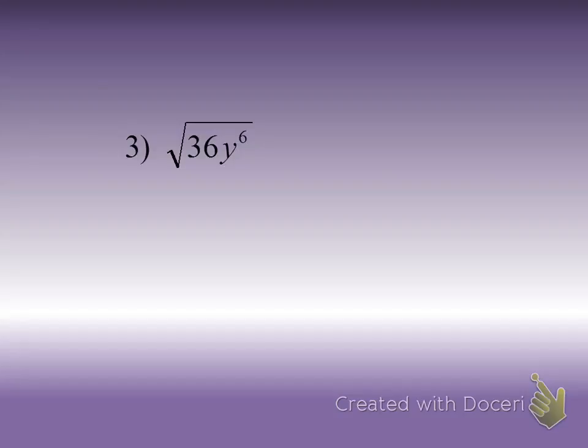6y to the 3rd, with such enthusiasm. The square root of 36, you guys know, is 6. You've got to break it up into trees. There it is, 6 and 6. There's your 6. Y to the 6 breaks up into y cubed and y squared. Y cubed, y squared, y cubed, because you add the exponents.